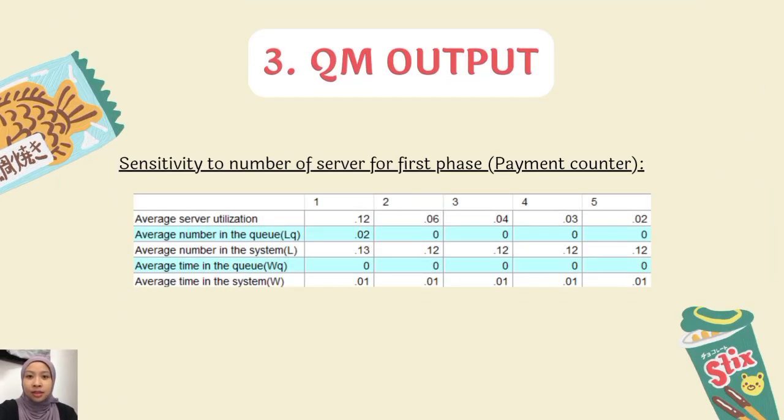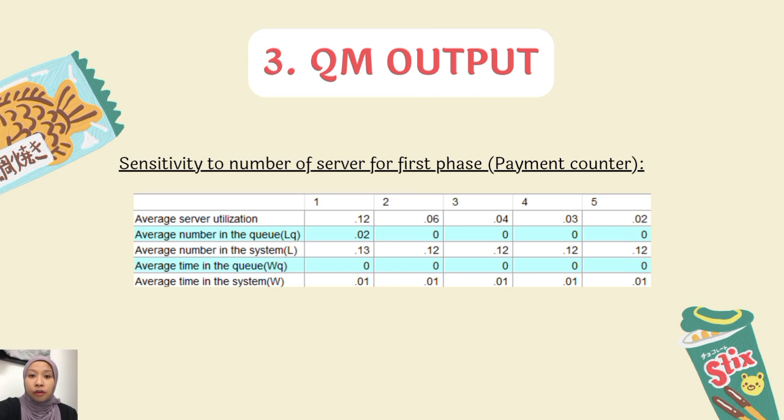This slide highlights the sensitivity analysis for the number of servers at the payment counter in the first phase. As we increase the number of servers, the average server utilization decreases. For example, with one server, utilization is 12%, but with 5 servers, it drops to 2%, indicating less workload per server. Similarly, the average number of customers in the queue, LQ, is negligible from 2 servers onward, meaning there are virtually no waiting lines.